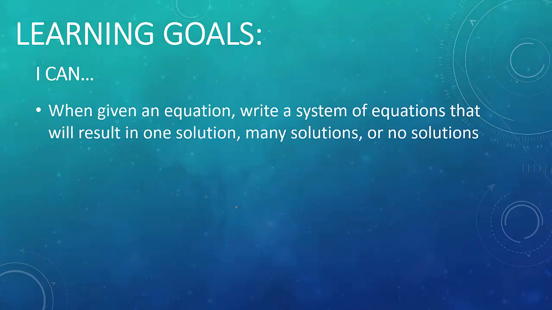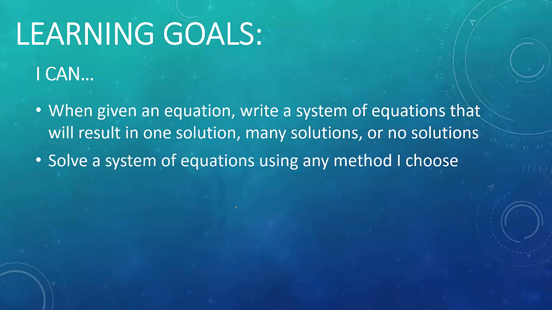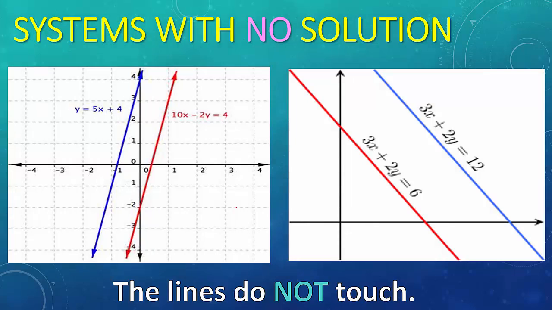I can, when given an equation, write a system of equations that will result in one solution, many solutions, or no solutions, and solve a system of equations using any method you choose. I'm only going to show you one. I can show you others in class if you want, but you're pretty much free to choose whatever method you want to solve these. Okay, so let's start off by going through the whole no solution, infinite solutions or many solutions, and one solution thing.